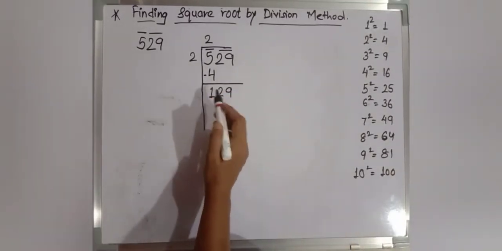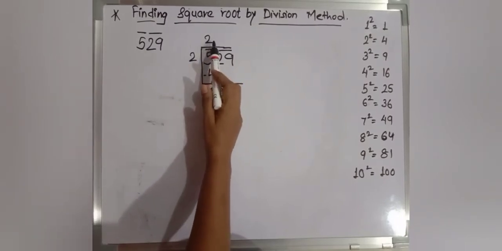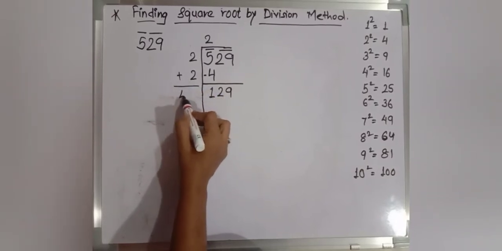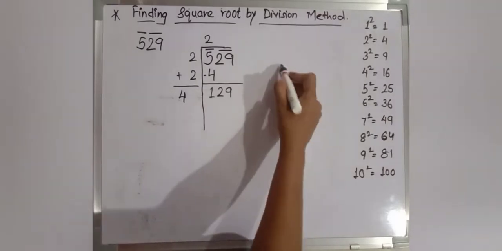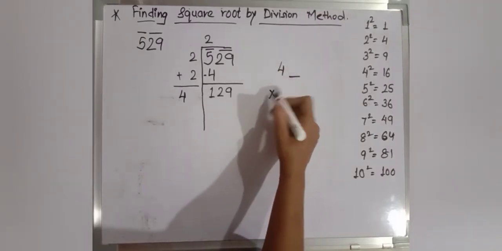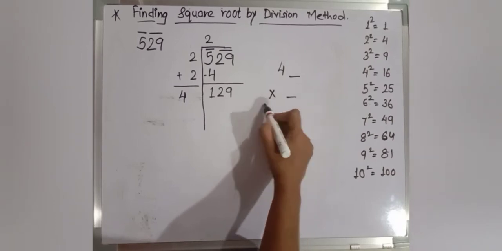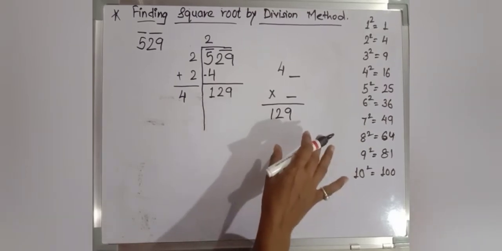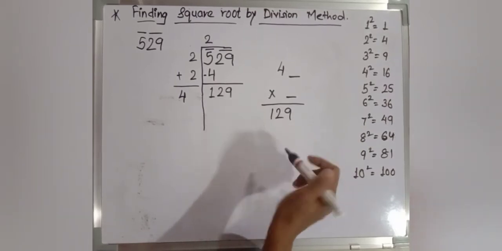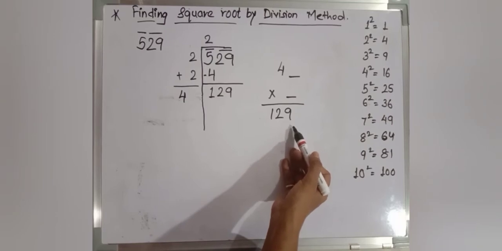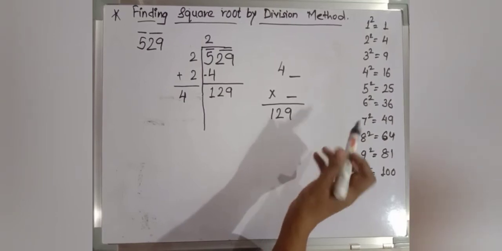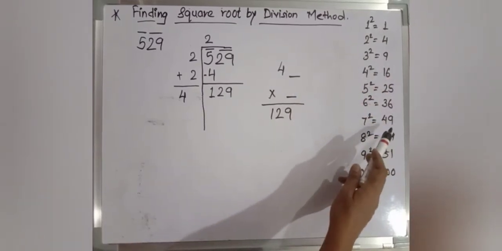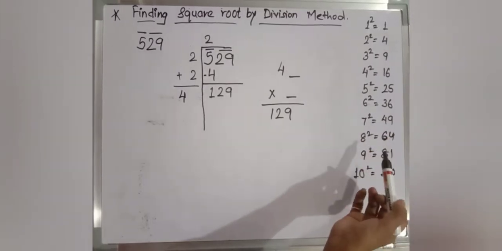Now the next step is, whatever number is written here at the quotient, we have to add that number here, and we have to write the answer like this. Now next step, write the numbers here and multiply the same number in order to get the answer 129 or less than 129. So let us see, here our ones place is 9. So check which number's square ends with 9. Here we have 3 squared which ends with 9, and another is 7 squared which ends with 49, that is 9. So we can go with this number.